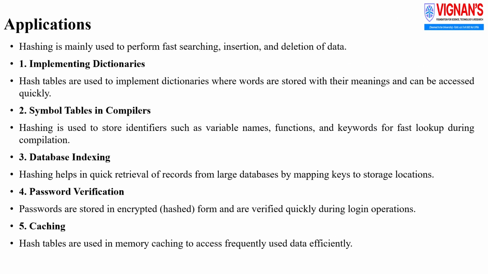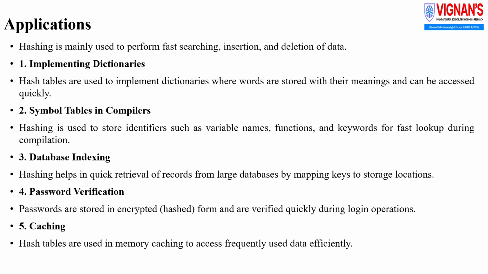Applications. Hashing is mainly used to perform fast searching, insertion, and deletion of data. First, implementing dictionaries. Hash tables are used to store words along with their meanings, allowing quick access. Second, symbol tables in compilers. Hashing is used to store identifiers such as variable names, function names, and keywords for fast lookup during compilation.